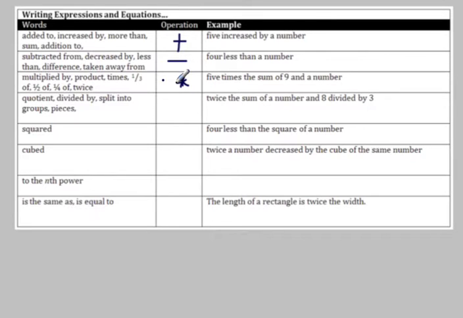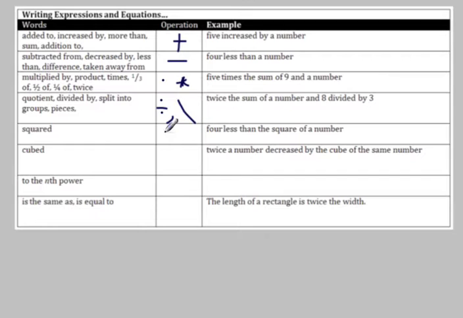So let's take a look at a quotient. A quotient means divided by. We have two things for divided by. We first have just the normal division symbol that we're used to seeing, but we also use a fraction bar. When you have a fraction, like 3/4, that can also mean 3 divided by 4. That fraction bar is also a division symbol.